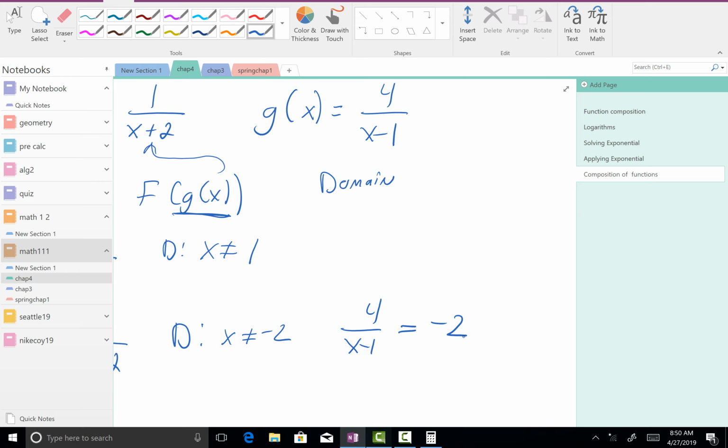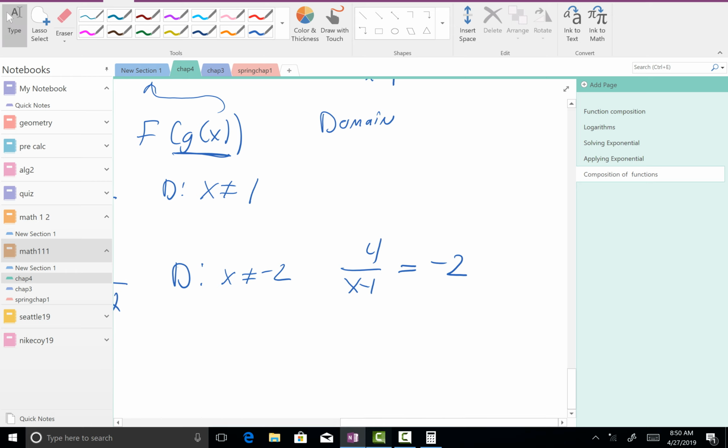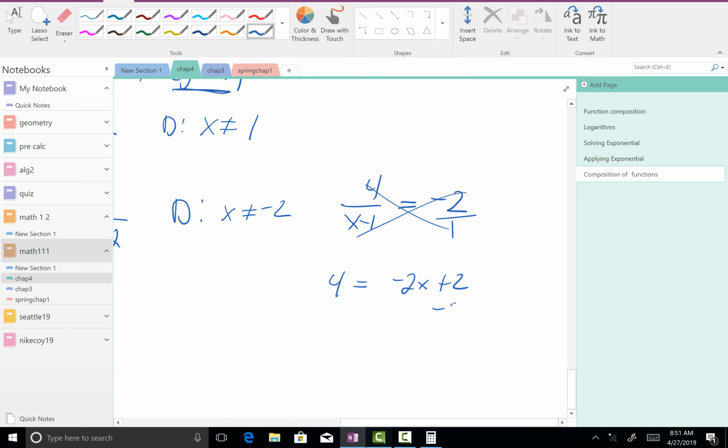So then we've got to figure out what's going to work here. How do I get this? I just like to do a little cross multiplying. There's a number of ways you can figure this out. If you do a little cross multiplying here, why this can't be negative 2?